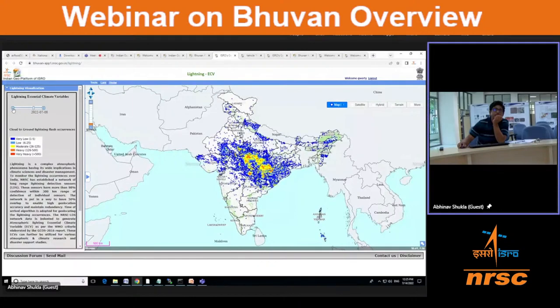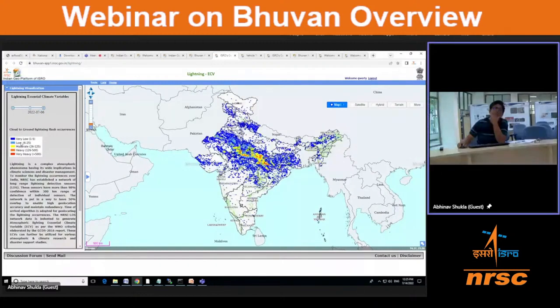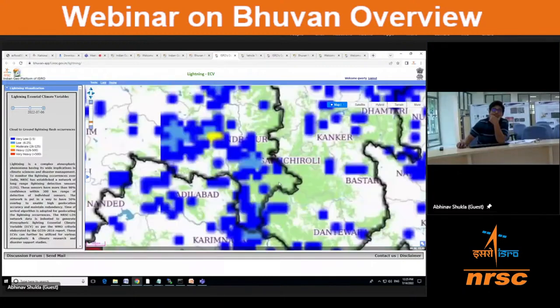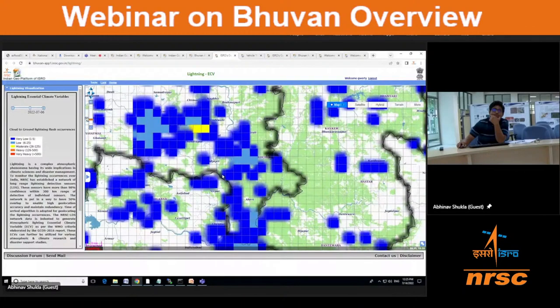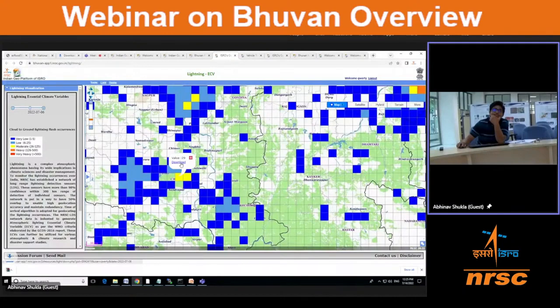The color coding is also given here. If there are 1, 2, or 5 strikes, it's dark blue, and heavy, greater than 500, is red. If we click on the grid, it will show details. This one is in the moderate category, like 29. We can also download the grid data.